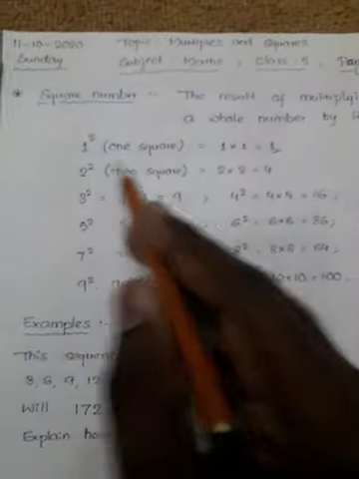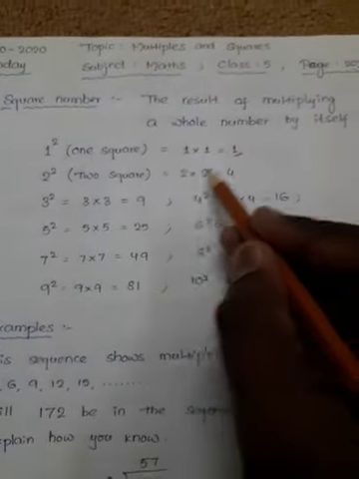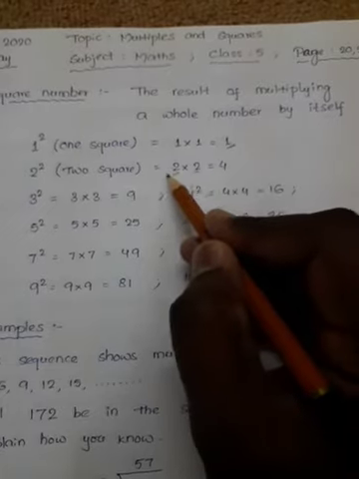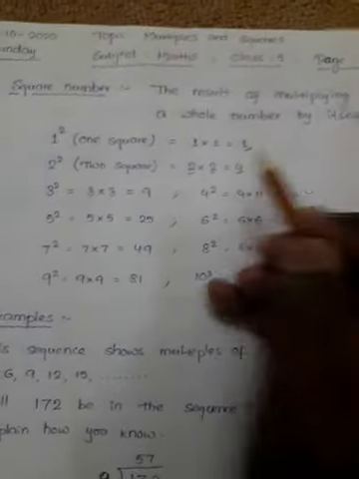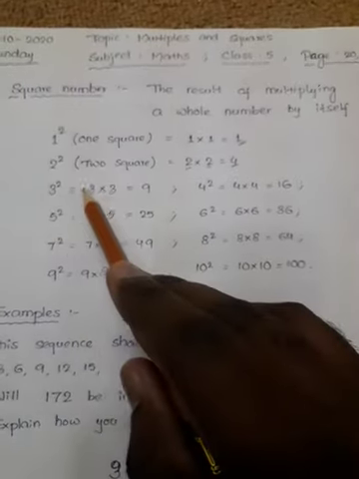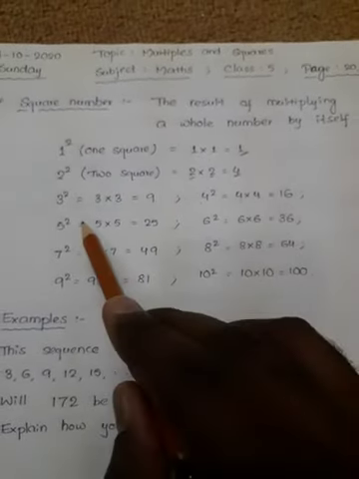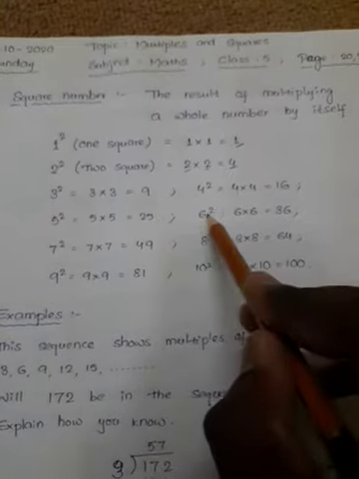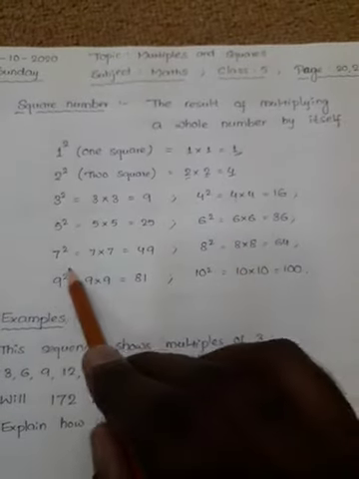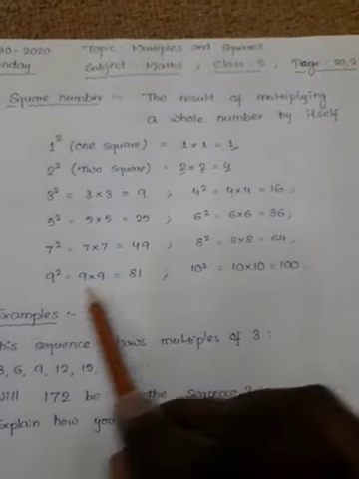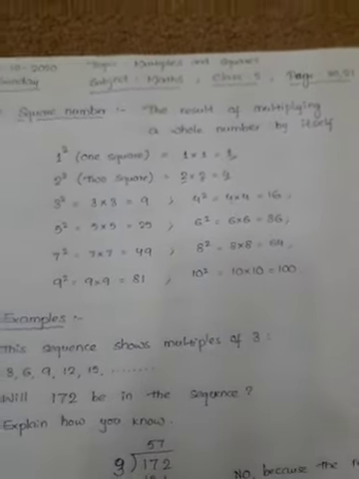Like 2 square. 2 square means what? How do you pronounce it? 2 square means 2 multiplied by 2, because a whole number is multiplied by itself. So 2 2s are 4. So 4 is the square number. 3 square: 3 3s are 9. 4 square: 4 4s are 16. 5 square: 5 5s are 25. 6 square: 6 6s are 36. 7 square: 7 7s are 49. 8 square: 8 8s are 64. 9 square: 9 9s are 81. 10 square: 10 10s are 100.